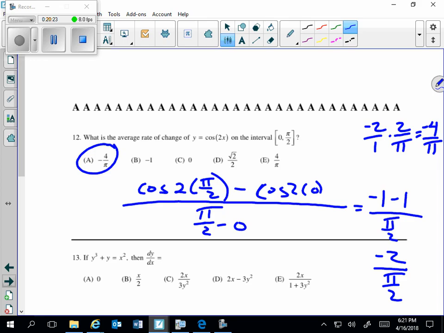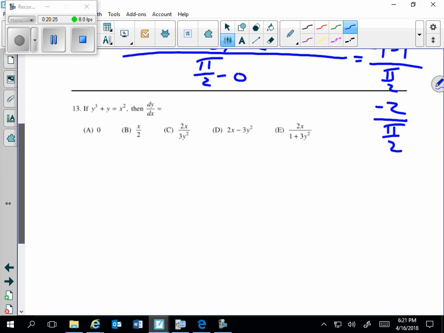13. Looks pretty much like a basic derivative. So I take implicit differentiation. So I get 3y squared times y prime. Power rule with the chain rule. Chain rule is the derivative of y. Derivative of y is 1 times y prime. The derivative of x with respect to x is just 2x.